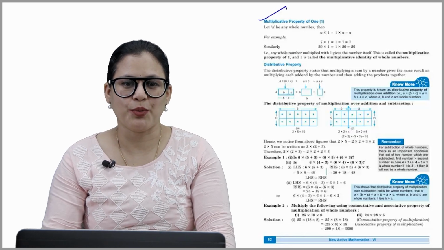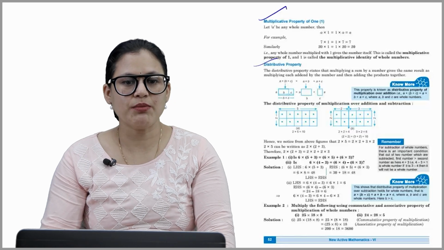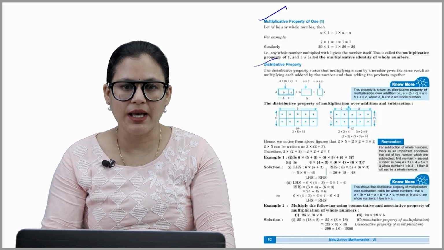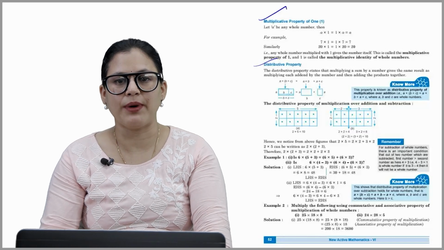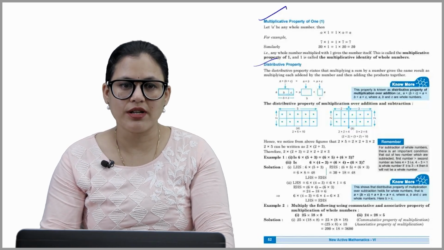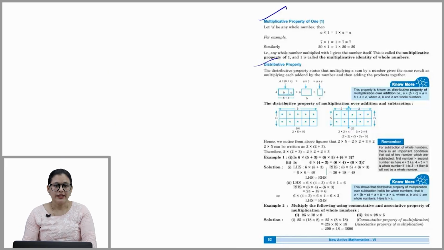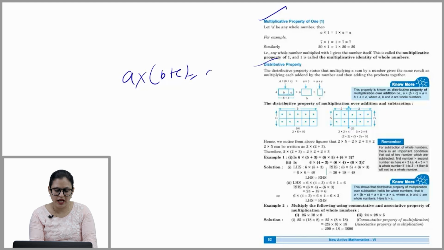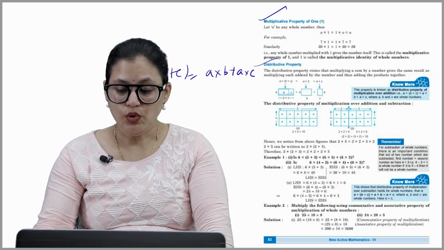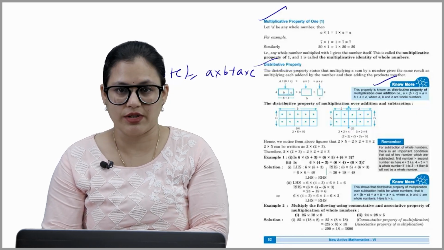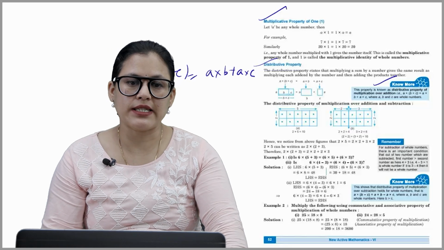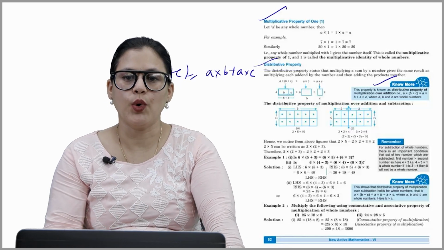Next is distributive property. The distributive property states that multiplying a sum by a number gives the same result as multiplying each addend by the number and then adding the products together. See, A into (B plus C) is equal to A into B plus A into C. Now we know this property is known as distributive property of multiplication over addition. Here A, B and C are whole numbers, right?